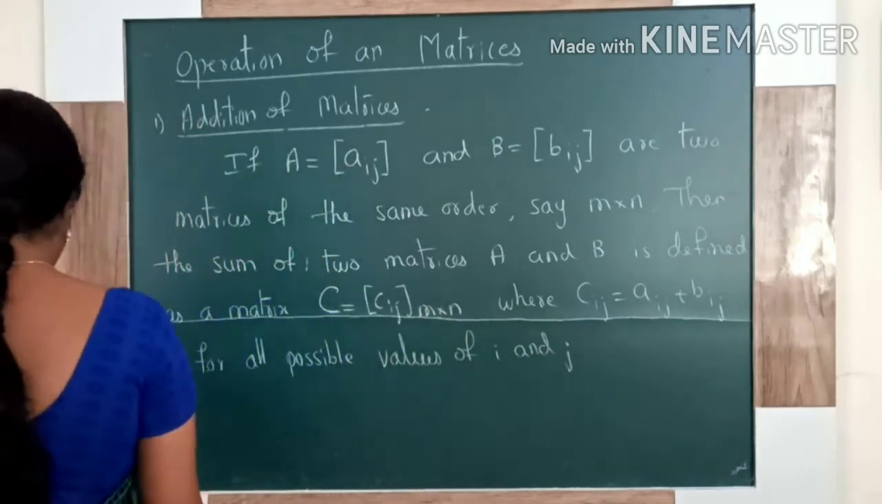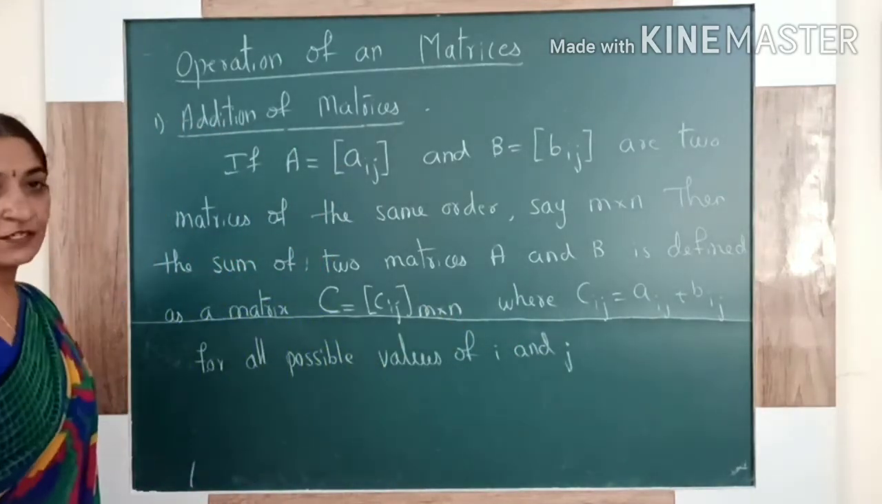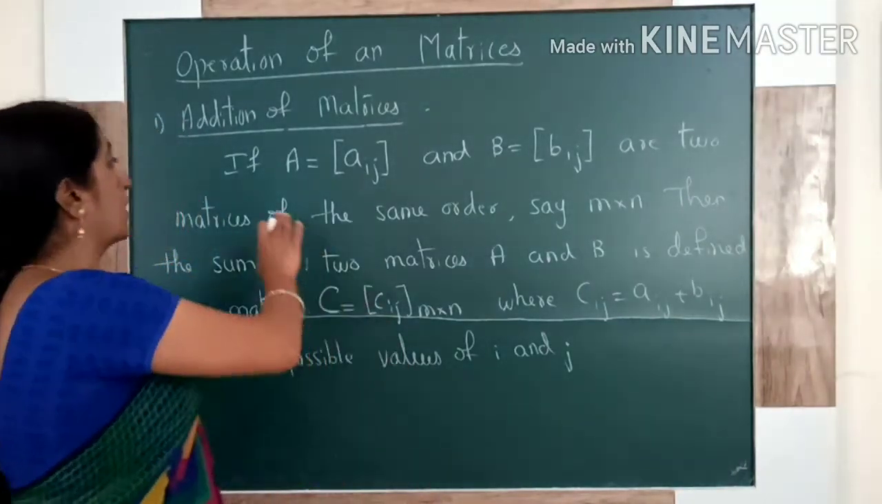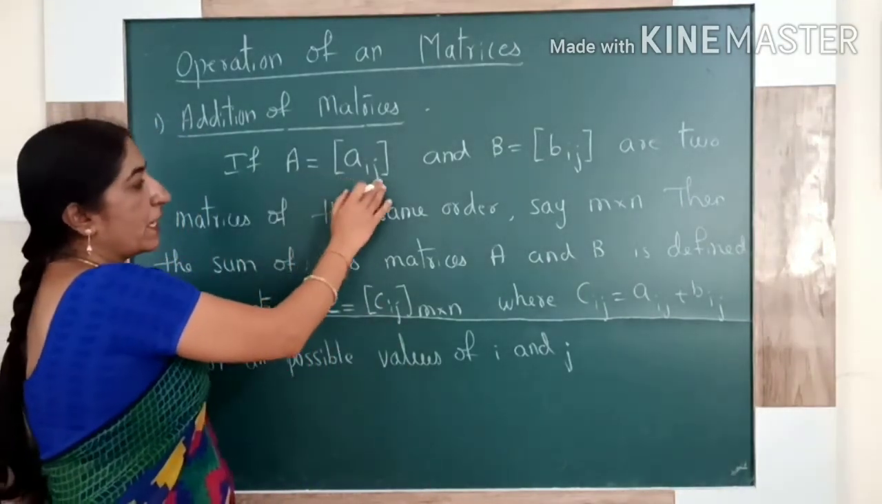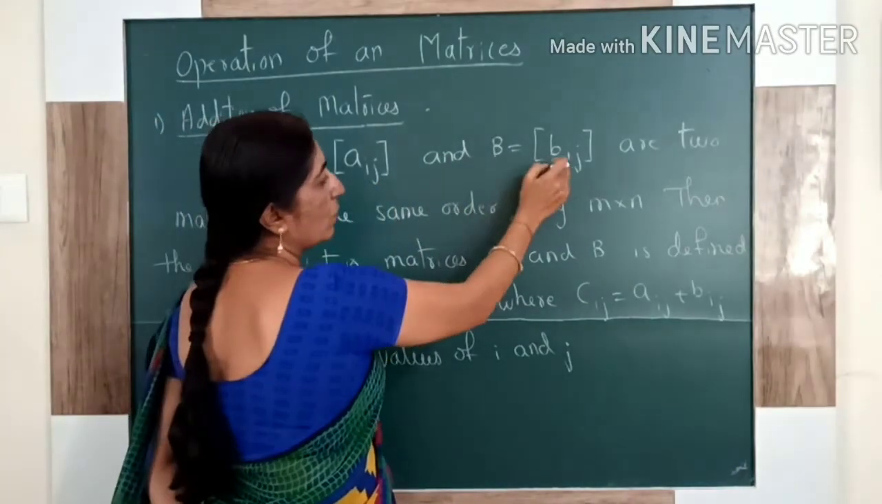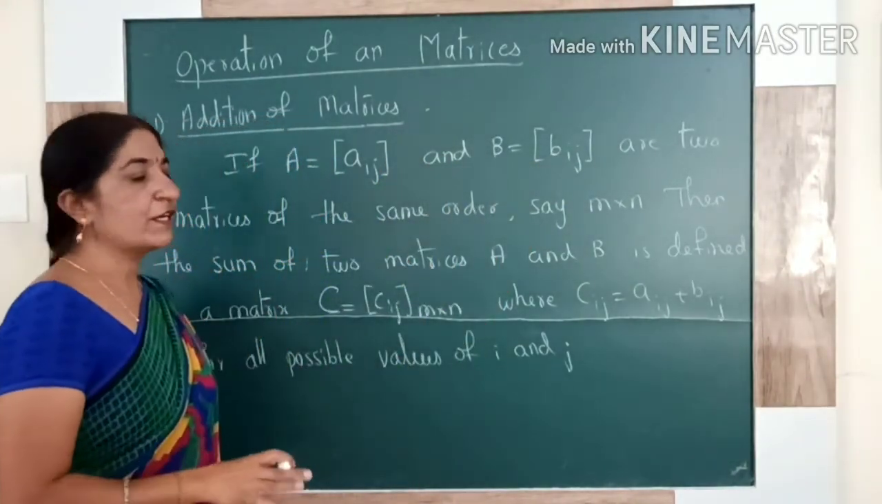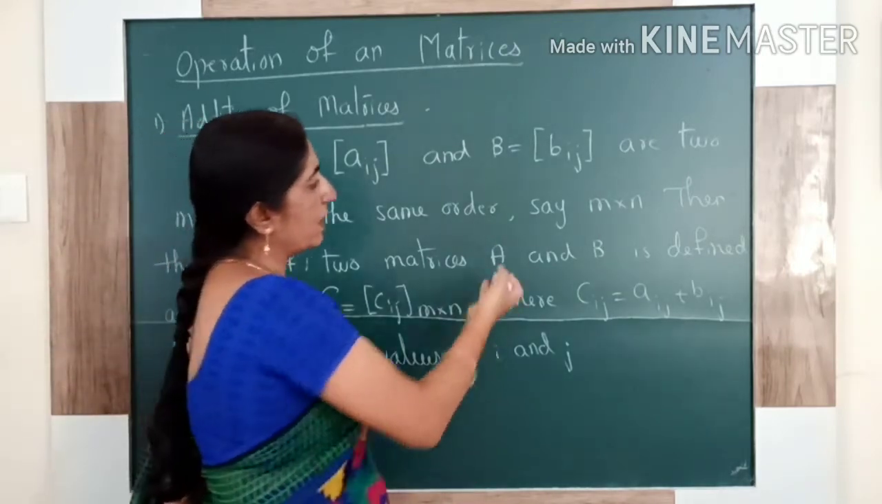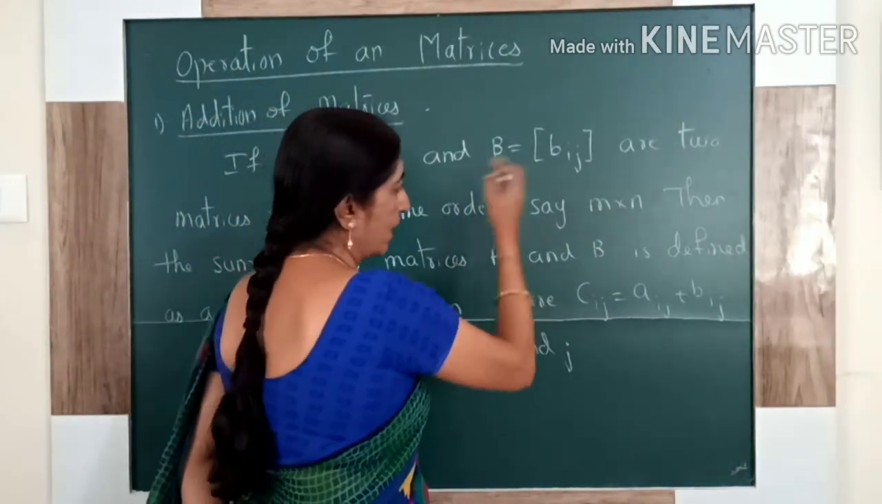For all possible values of i and j. Now understood? See, once again I am explaining. If A = [aij] and B = [bij] are two different matrices, they have the same order. Whatever the order, here in general I am taking m by n.